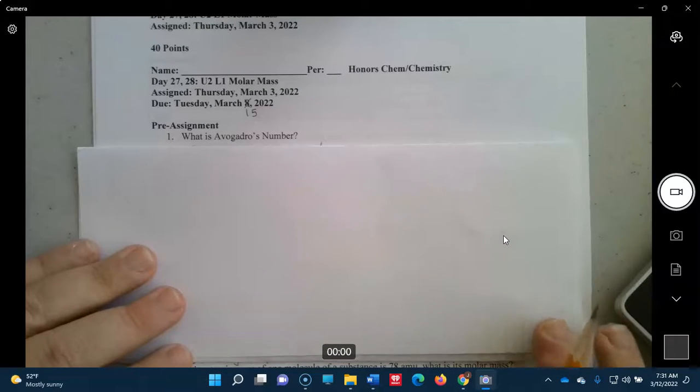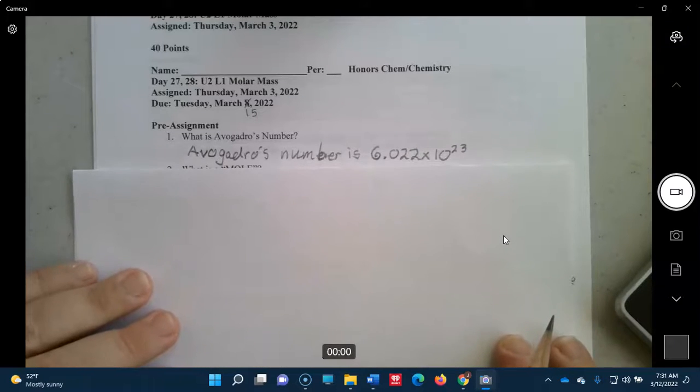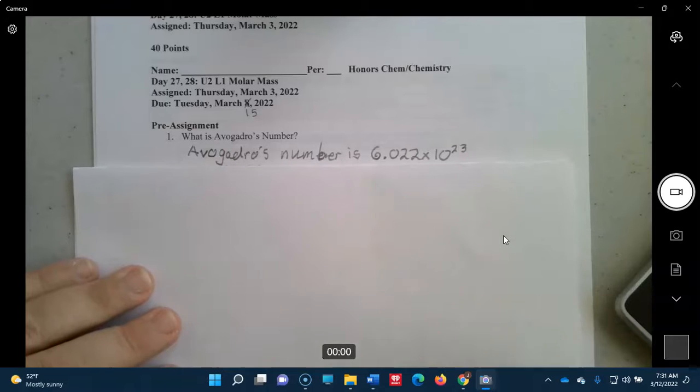So I gave these answers, we did these answers, the class did these answers, so let's go ahead and do this, the pre-assignment. So what is Avogadro's number? And I want you to write complete sentence answers. That way it helps you to retain the information, or if you go back and study it later, it will allow you to put the answer in context. It's not just a number written down or just a single word, okay?